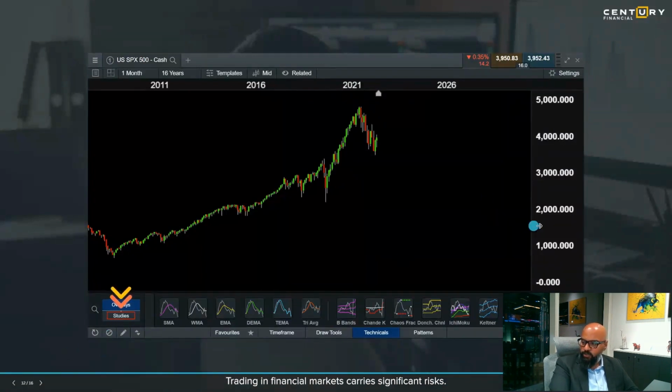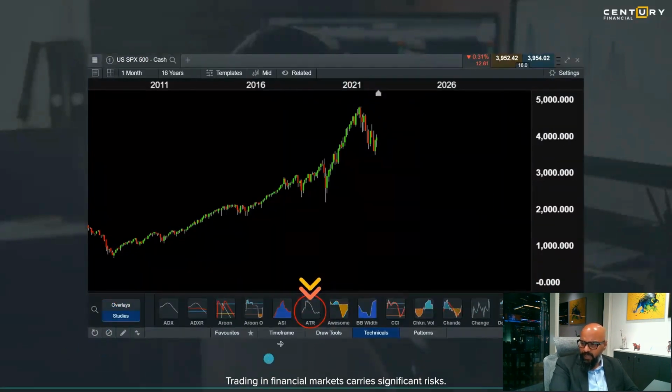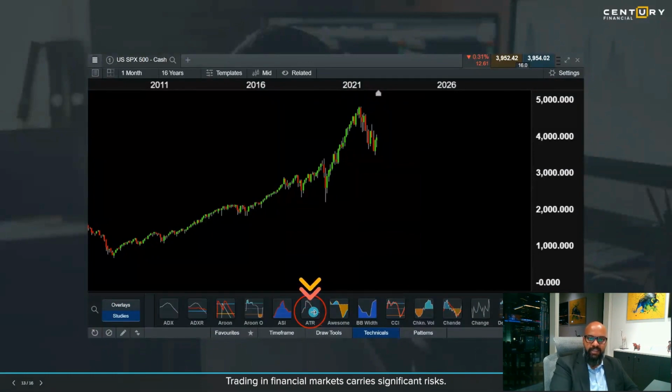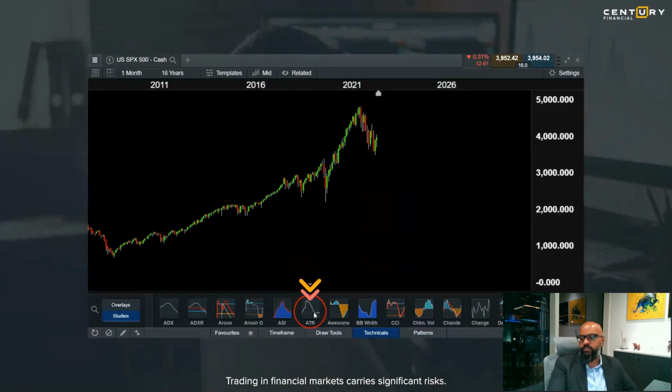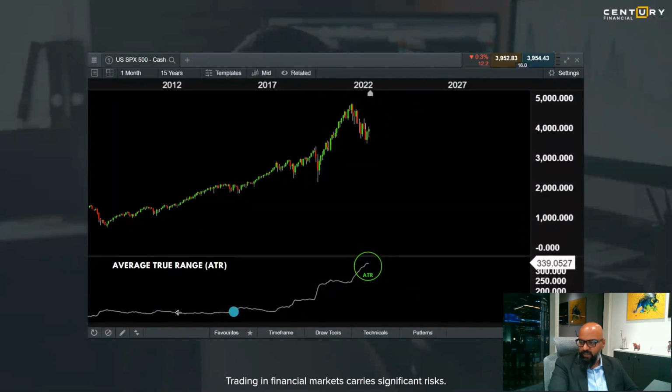You go to studies, you click on studies, and you come to ATR. ATR stands for average true range. Once you click on ATR, this is the line that opens up. Now, what is ATR telling me at this point of time? ATR is telling me about the monthly time frame, that means each candle represents a month. On a monthly time frame, how much does US 500 or SPX 500 move?